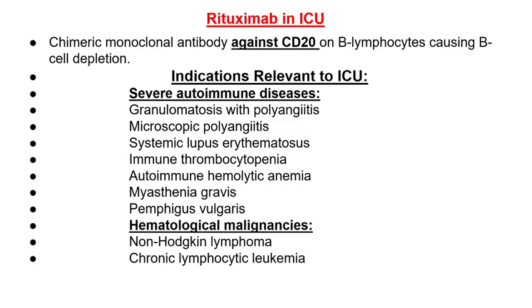Rituximab is a chimeric monoclonal antibody against CD20 on B lymphocytes, causing B cell depletion. Indications will be severe autoimmune diseases like granulomatosis with polyangiitis, microscopic polyangiitis, SLE, immune thrombocytopenia, autoimmune hemolytic anemia, myasthenia gravis, pemphigus vulgaris, and hematological malignancies like non-Hodgkin lymphoma, chronic lymphocytic leukemia.